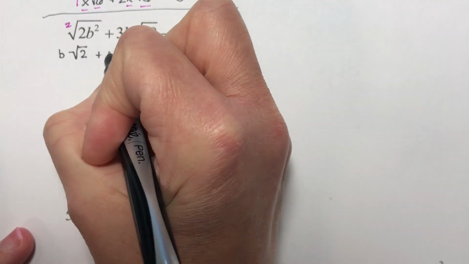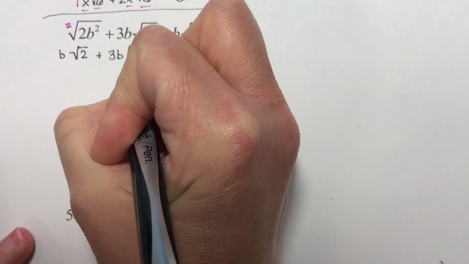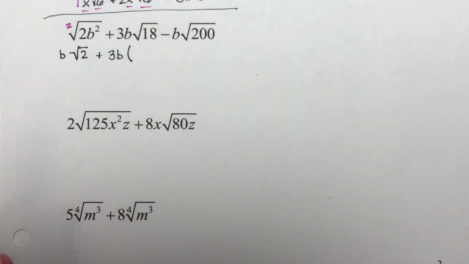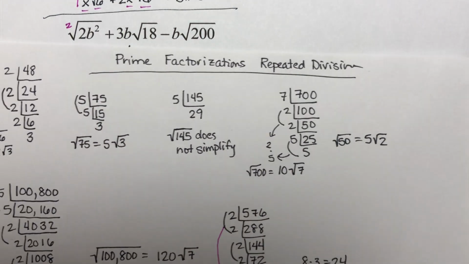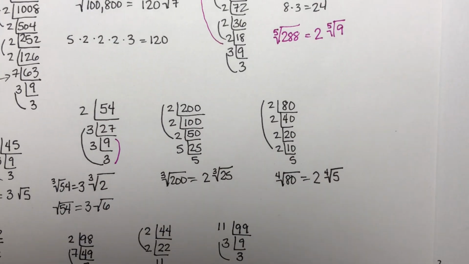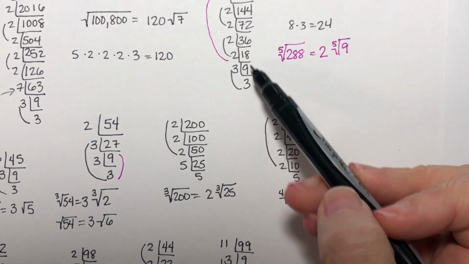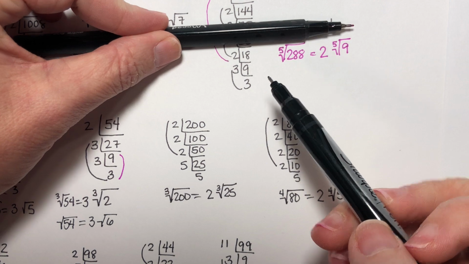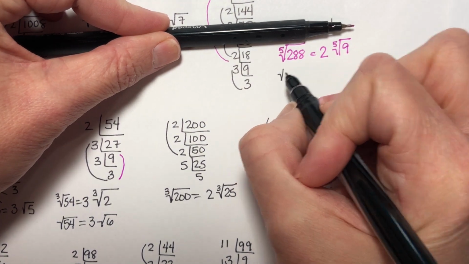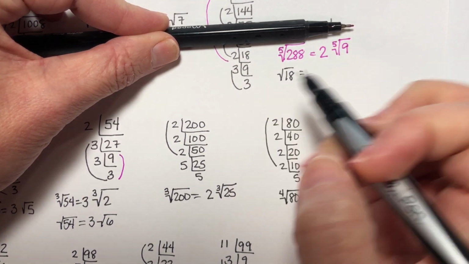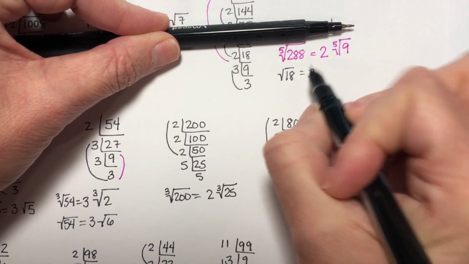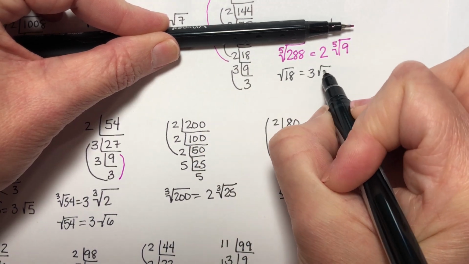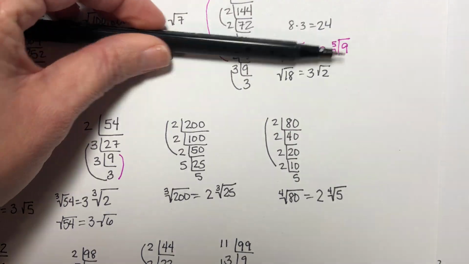Plus 3b times. Simplify the square root of 18. I know we have 18 on here somewhere. It's right in here. If you cover up everything above the 18, the square root of 18 would have a pair of 3's, and have a square root of 2 left over. So it's 3 times the square root of 2.